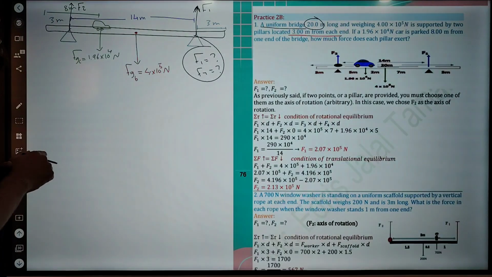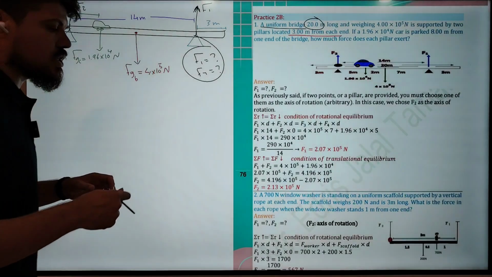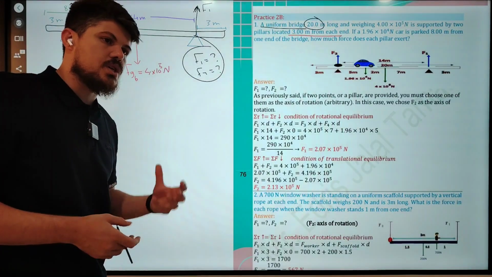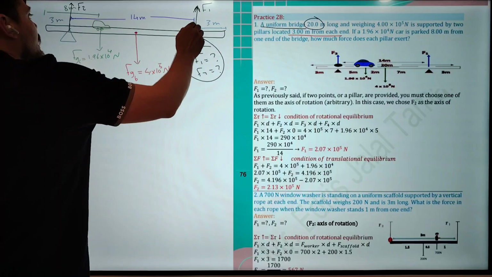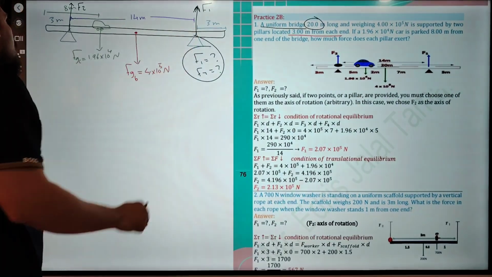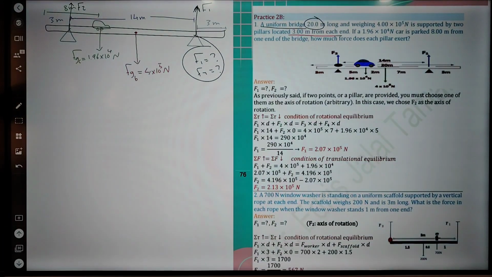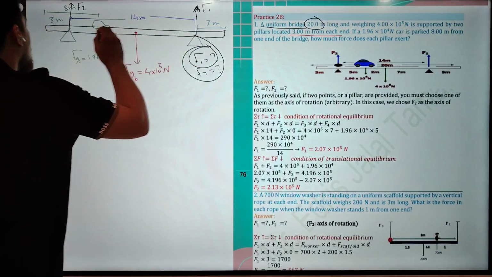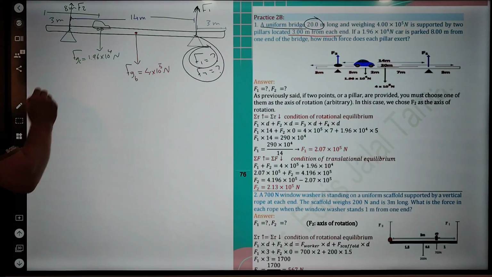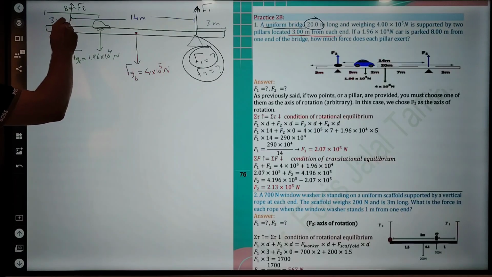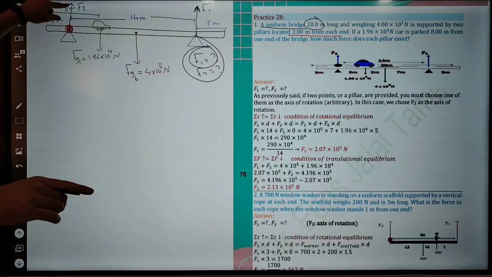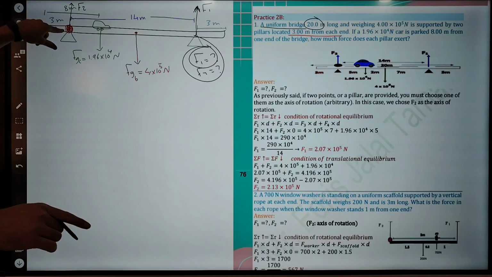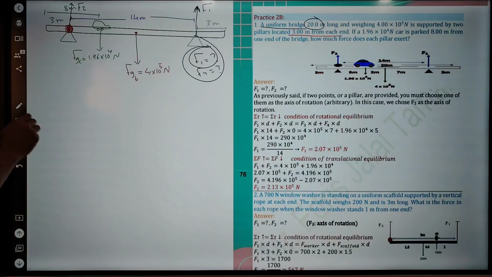So, do we have an axis of rotation? No. So the selection of the axis of rotation is arbitrary. It's up to you. You can make F1 the axis of rotation, and also you can make F2 the axis of rotation. To find F1 at first, I have to make F2 the axis of rotation. Now, do we have an axis of rotation? Yes. Pillar 2 is the axis of rotation.